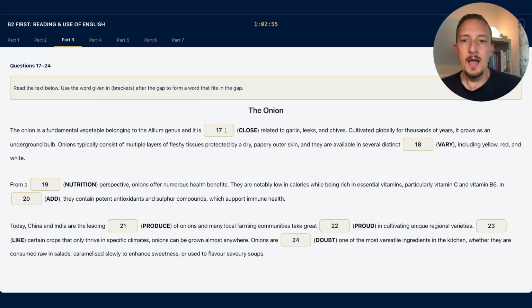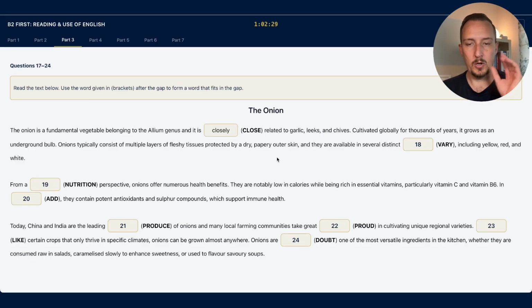In any case, this is the word we need to transform for gap 17, this word for gap 18, and so on. Okay, so the best way to do this is to think, what type of word do you need? Because that's going to help you with the transformation. Is it a noun, adverb, adjective, for example? So let's start by doing that. The onion is a fundamental vegetable belonging to the Allium genus, and it is... okay, so an adverb is needed here. The adverb of close is closely. So closely is correct. It is closely related to garlic, leeks and chives.